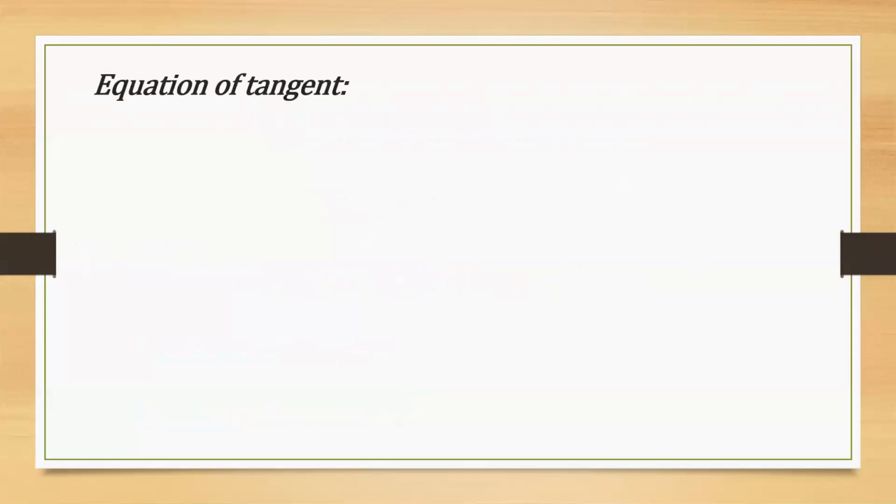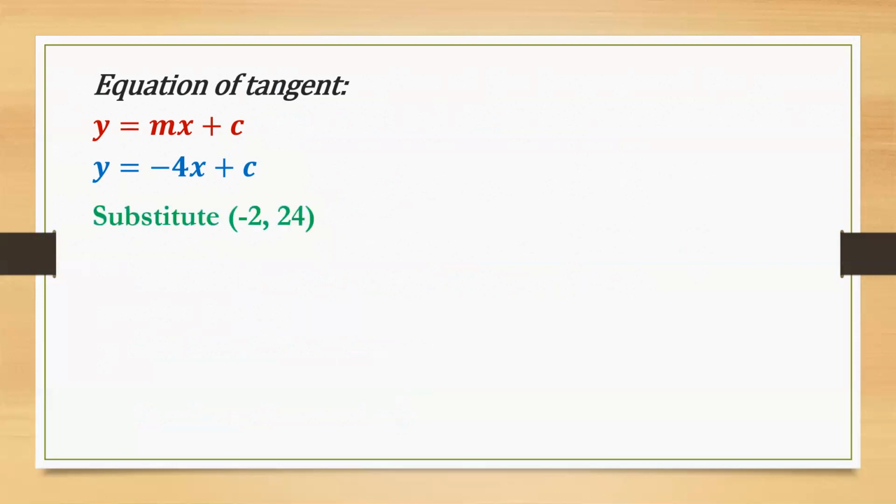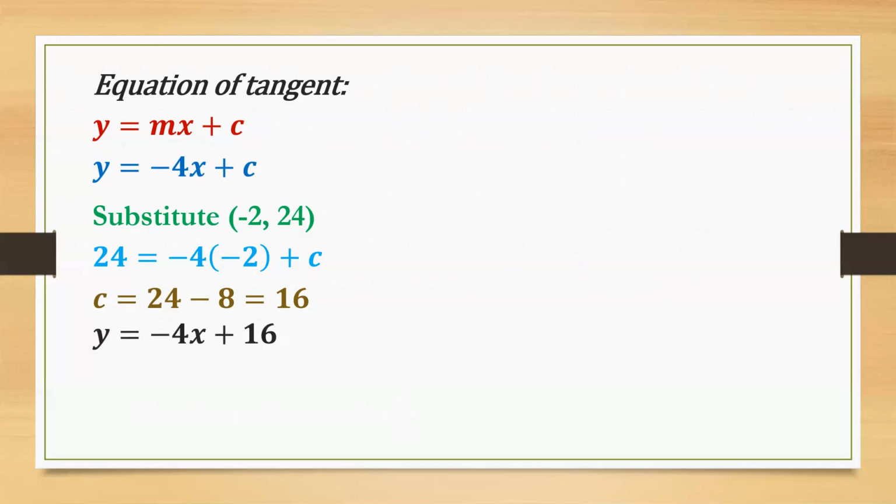So equation of tangent, y equal to mx plus c. Here m is minus 4. So I get y equal to minus 4x plus c. I substitute the point (-2, 24). I find the value of c, and c is equal to 16. So the equation of a tangent will be y equal to minus 4x plus 16.